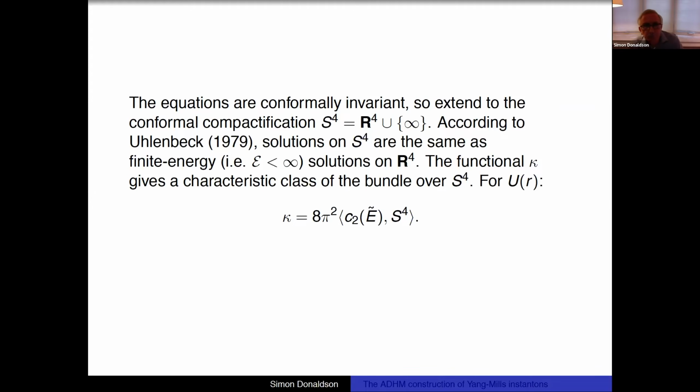And from this point of view, on the four-sphere, then the functional we call kappa, we wrote down before, is a very well-known thing. It gives a characteristic class of the bundle we're working with over the four-sphere. So in the case of the unitary group, then up to a factor of 8 pi squared, kappa would just correspond to what's called the second Chern class of our bundle, a topological invariant of the situation.